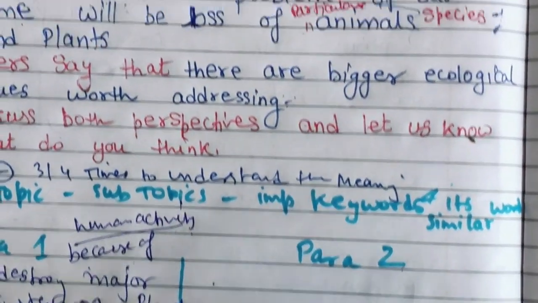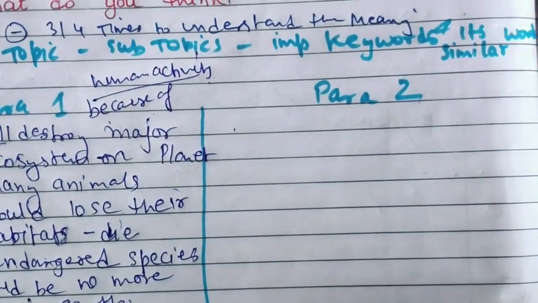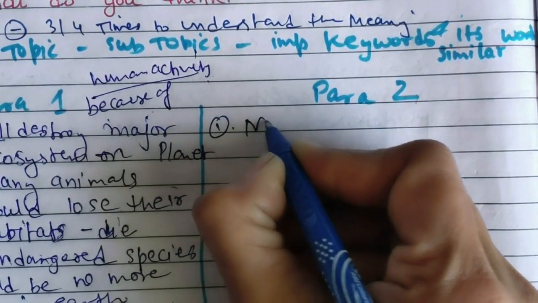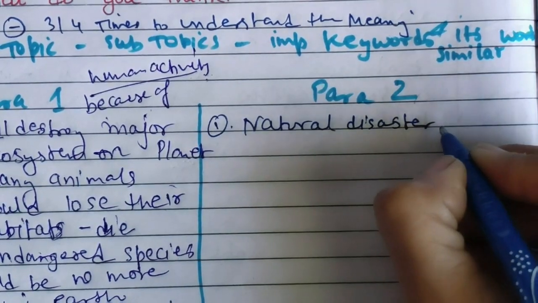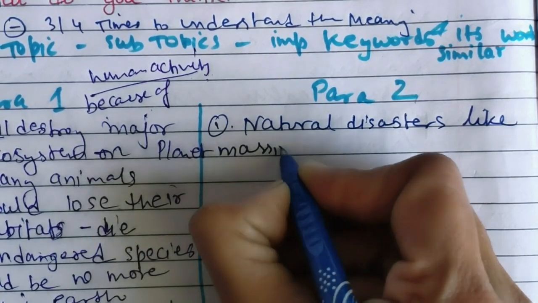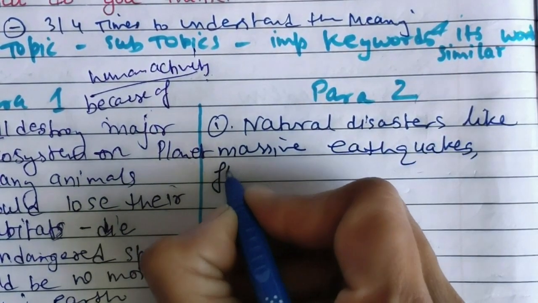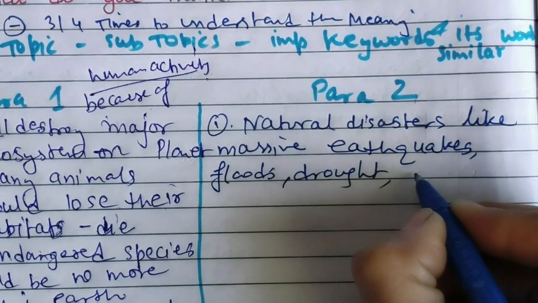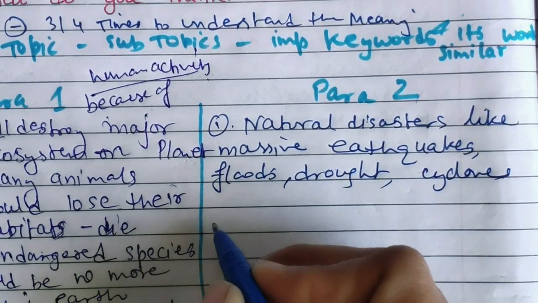So in the second paragraph, what we are going to write is bigger ecological issues worth addressing. So here, number one, we can write just because of natural disasters, we will be using natural disasters or natural calamities. Like just now I gave examples, like massive earthquakes, floods, droughts, so many cyclones. You can always give cyclones as an example here.